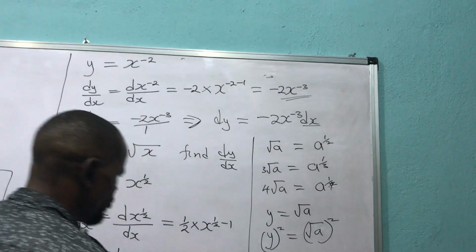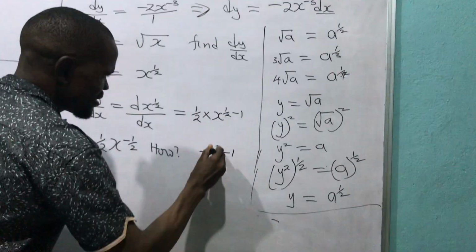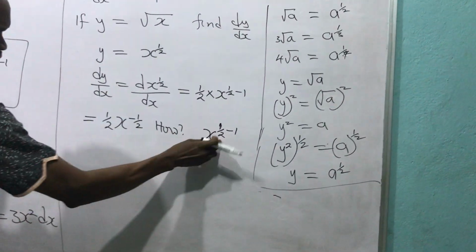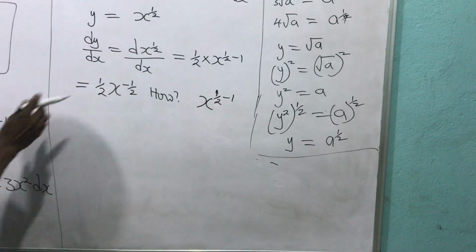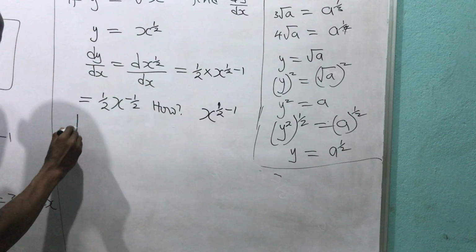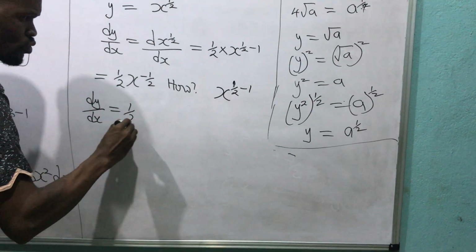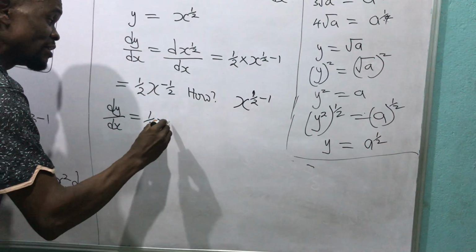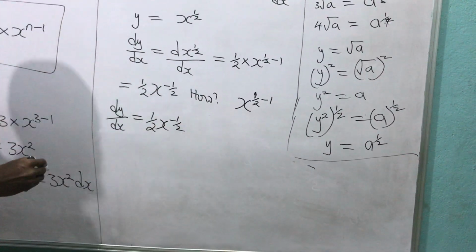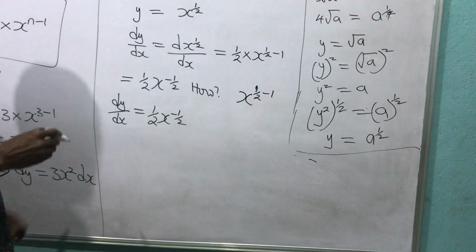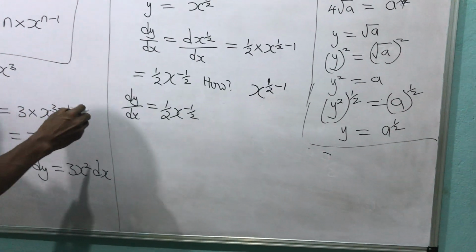Okay, then let's move. I say that this simply means this. I think you know how I get that. That means that my dy/dx is equal to 1 over 2 x raised to the power minus 1 over 2. And that's my answer. Then let us look at another example.